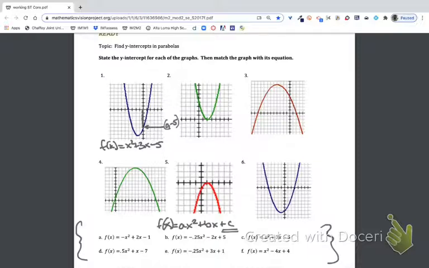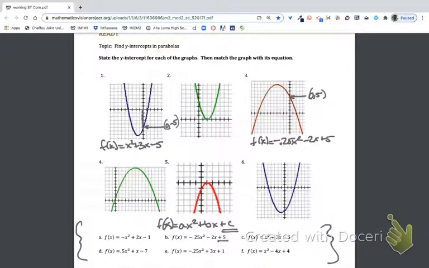For number 3, we're going to go through the same exact process. Go up 1, 2, 3, 4, 5. So we know that our y-intercept is at (0, 5). So positive 5 this time, which tells me that I need to look down at the equations and see which one ends in a 5. Sure enough, it is equation B. So f of x equals -0.25x squared minus 2x plus 5.